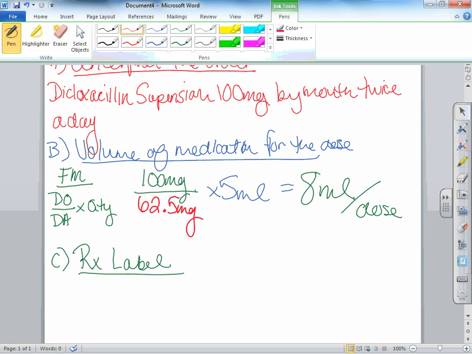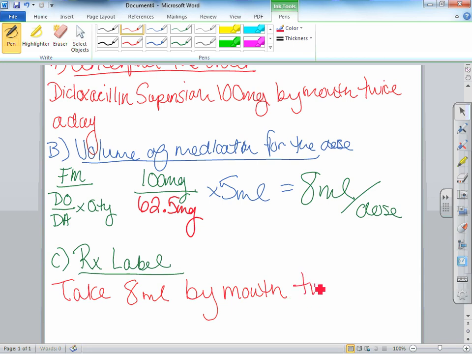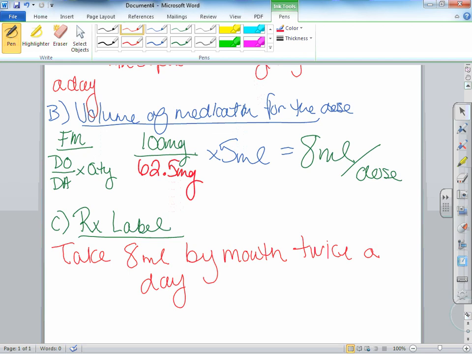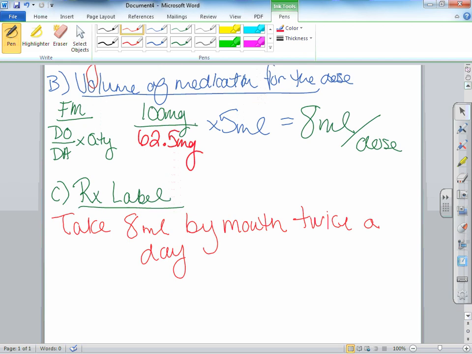So it is going to read, take 8 milliliters by mouth twice a day. Take 8 milliliters by mouth twice a day. That is what the prescription label would read.